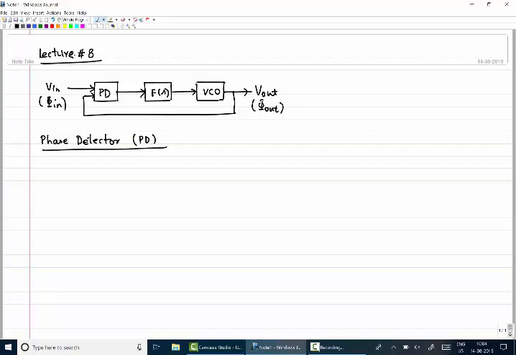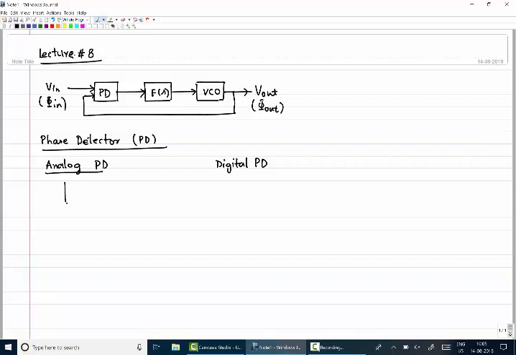Normally these phase error detector blocks are of two types. One is analog PD, and the other one is digital PD. We will see what these analog and digital PDs are. Within analog, what is an analog phase detector? It is going to operate on the analog signals, whatever the input signals, which are V in and V out. It will find the phase error, and whatever value you get will be proportional to the phase error. It operates on analog signals as such.